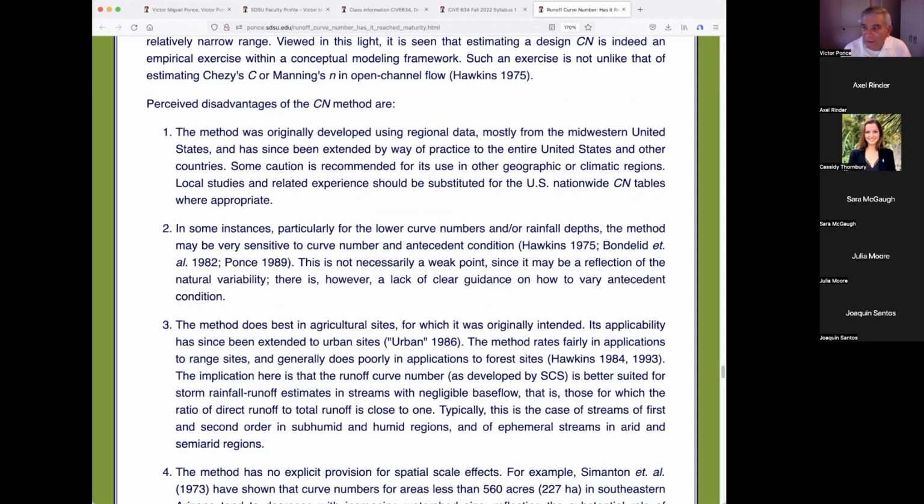Here we go. Every method has advantages and disadvantages. Originally developed using regional data, mostly for the Midwestern United States. It was Waco, Texas, Hastings, Nebraska, and Coshocton, Ohio. Those are the three places where Mockus spent years figuring out what to do. Okay, but it has been extended by way of practice to the United States and other countries. Some caution is recommended.